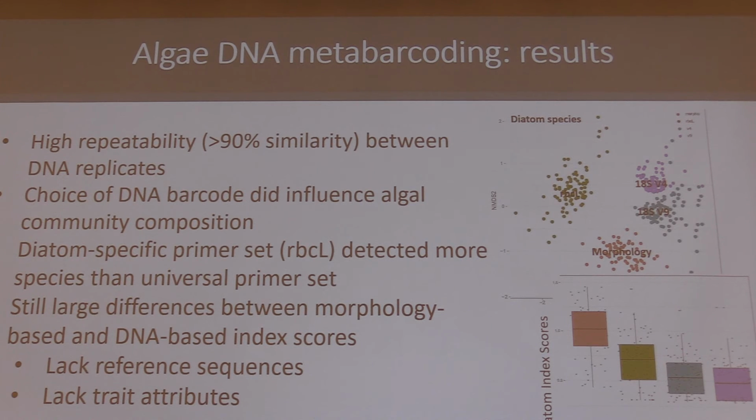So we could see that when we were comparing the different DNA barcodes that we chose to use, we saw some really big differences in the algal community structure. Additionally, when we were looking at just the diatom-specific primer set, which as I mentioned is called RBCL, you can see right here in green, because we were using a diatom-specific primer set, we picked up a lot more diatom species, as you might infer, in comparison to using what we call a universal eukaryote primer set. So that was great news.